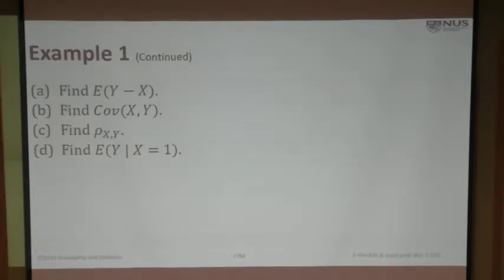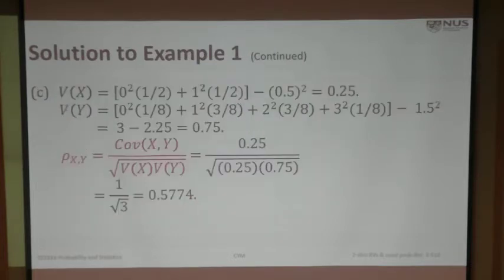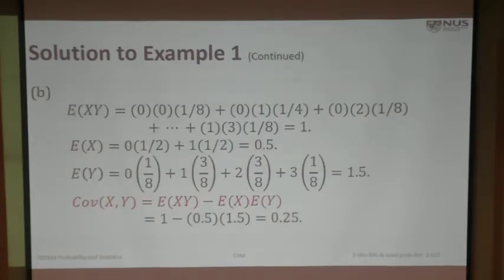So, part B. We want to find the covariance of x and y. This is our first attempt at it, so let's spend some time. Remember that the covariance between x and y is the same as the expectation of x times y minus the product of the expectation of x and the expectation of y. So let's start with the expectation of x times y.